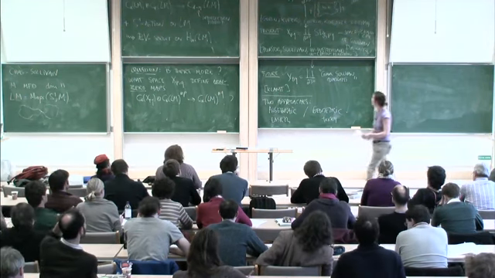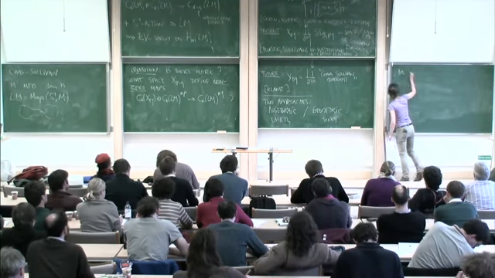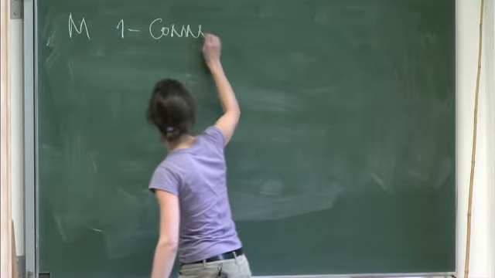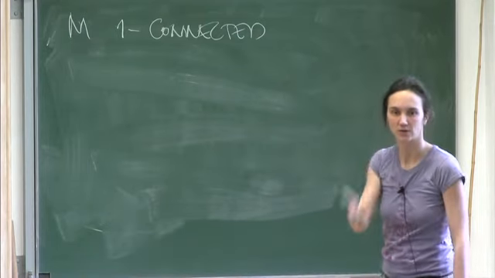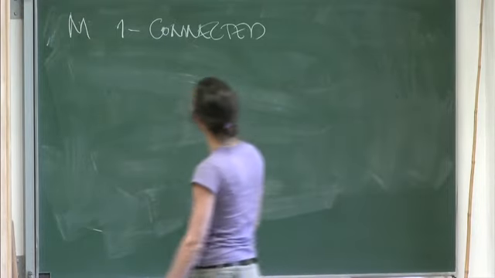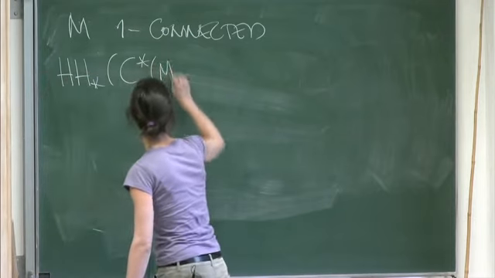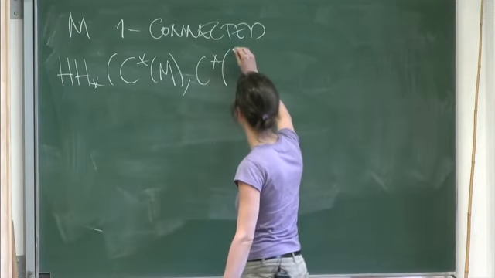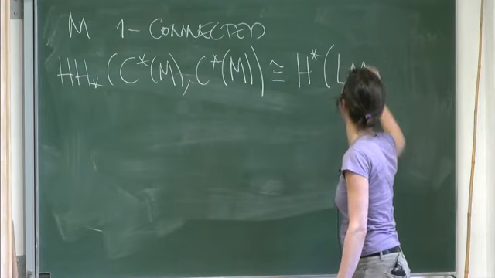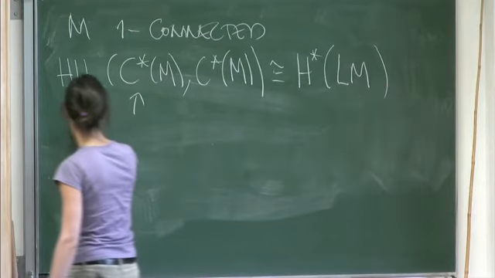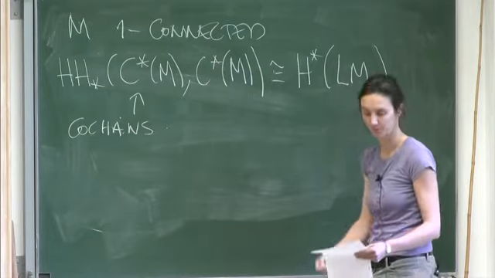So what's the algebraic way of approaching this? It only works for simply connected manifolds, but that's already a large class of them. You ask John Jones, and he tells you that if you take the Hochschild homology of the cochain algebra of a manifold, or of any simply connected space, this is isomorphic to the cohomology of its free loop space. So this is the cochains, the cochains on the manifold.